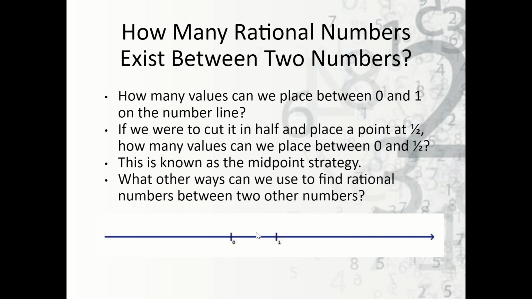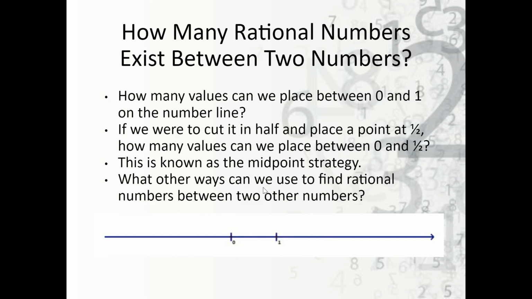What other ways can we use to find rational numbers between 2 other numbers? Well, we can use any number of ways. What we should come out of this knowing is that there is no limit to the number of rational numbers between 2 values. So even if I pick 2 rational numbers, 1/3 and 1/2, there's still an infinite number of values that come between them.